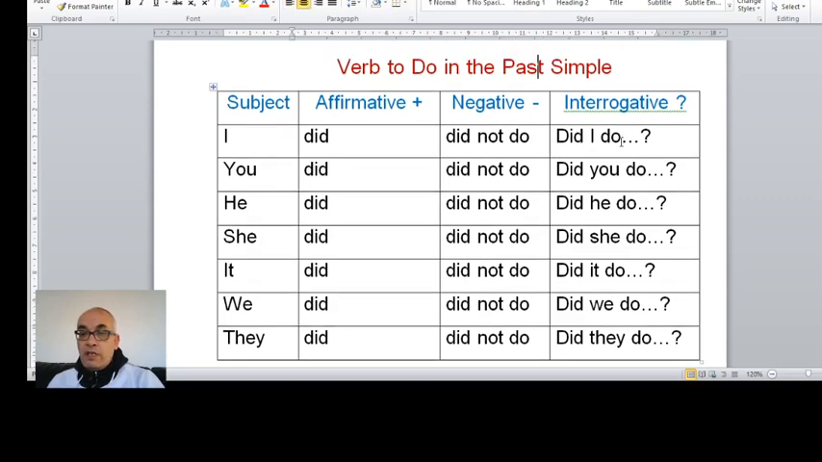So did I do? Did you do? Did he do? So he do. I can't say did he does, did he did. No. After did, you have to use infinitive. Did she do? She do, correct. Did she do? Did it do? Did we do? And did they do? So that is verb to do in the past simple.